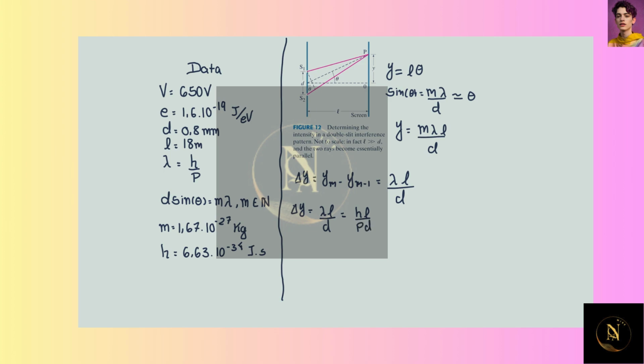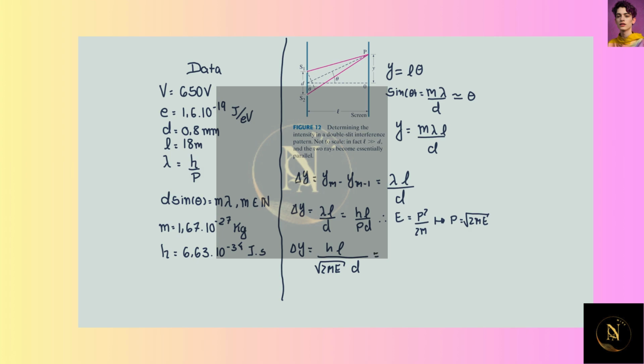But we don't know what is the value of p, the momentum of the particle. But remember that the energy of the particle is equal to p squared divided by 2 times the mass. So we can approximate p as the square root of 2 times m times E. Therefore, delta y is equal to h L divided by the square root of 2 times m times E times d. In this regime, the energy of the proton is just its kinetic energy.